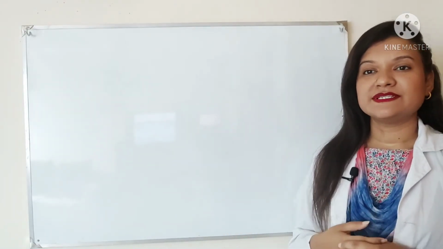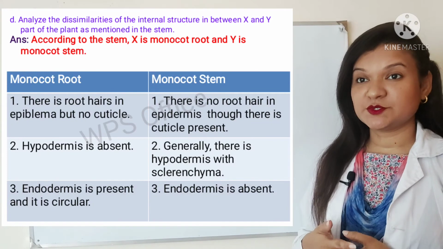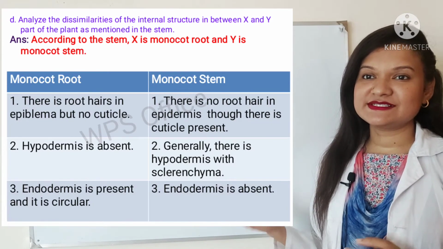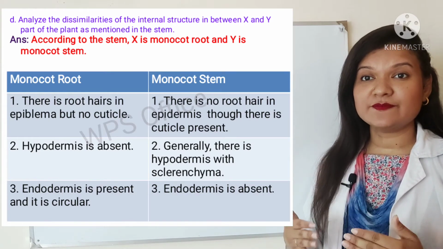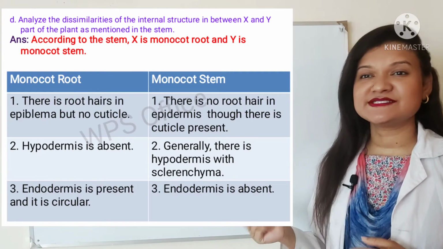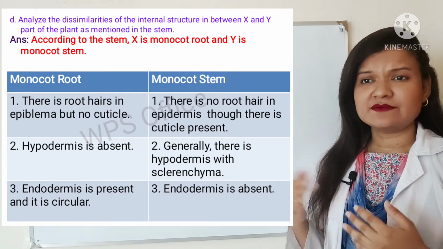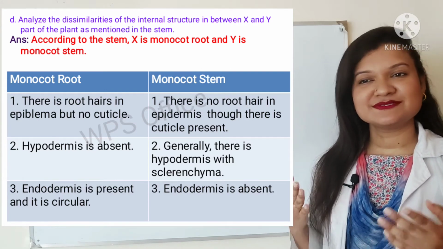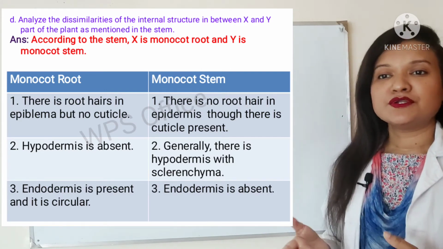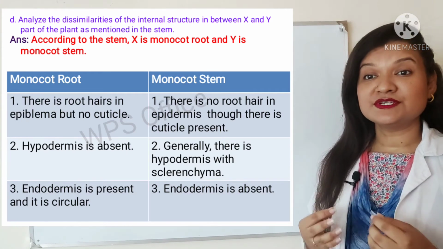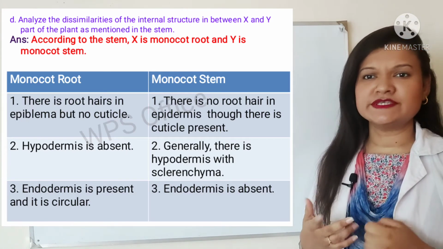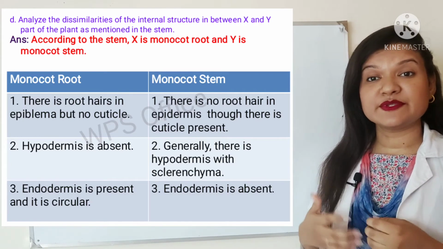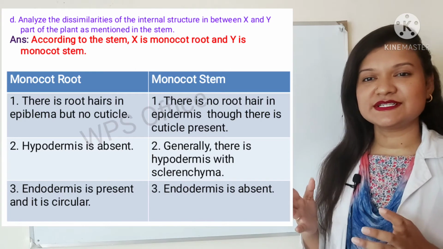Now, I will describe the higher ability question, that is, analyze the dissimilarities of the internal structure between the X and Y parts of the plant as mentioned in the stem. Here, according to the stem, X is the monocot root and Y is the monocot stem. In the monocot root, there are root hairs in the epiblema but no cuticle. But in the stem, there are no root hairs in the epidermis, though cuticle is present.